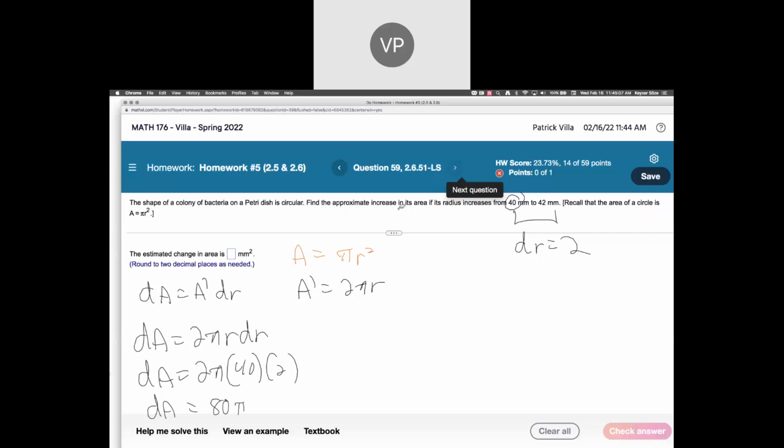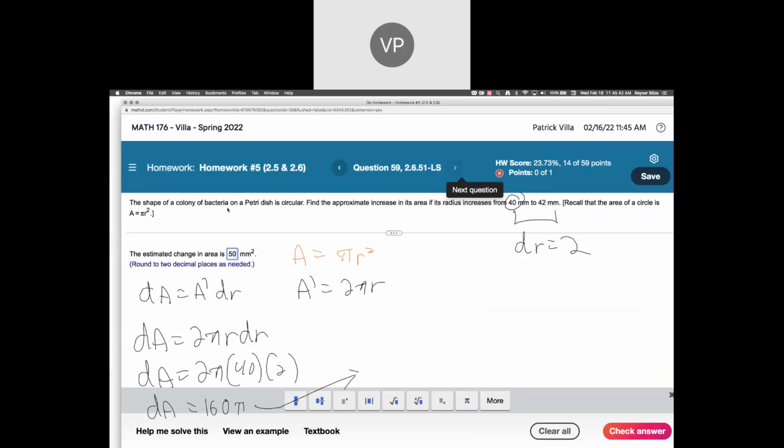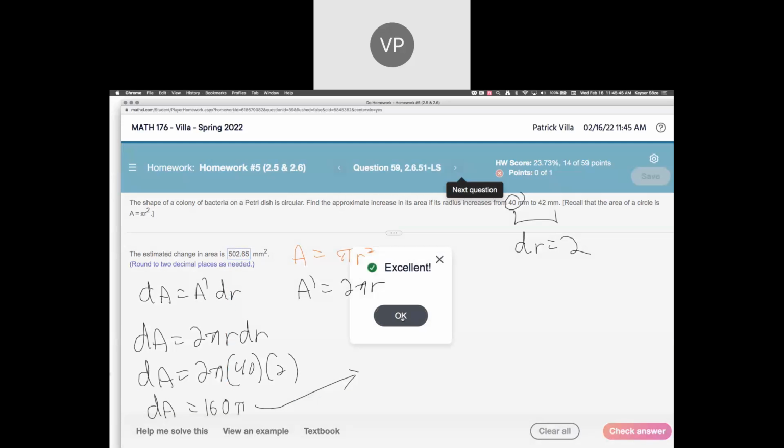I'm not getting this right. Sorry, 160. That's what I'm missing. Okay. So 160 pi, I'm going to take that in my calculator. And now that we know, don't use pi, use the actual decimal approximation of pi. 160 times pi gives me 502.65. And let's hope that one's better, and now we have it.